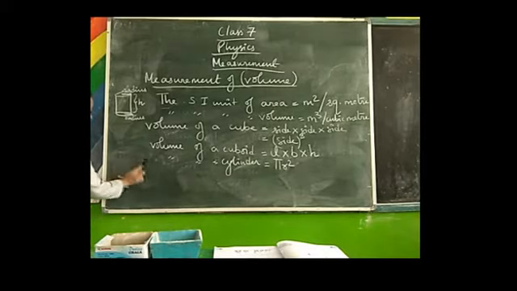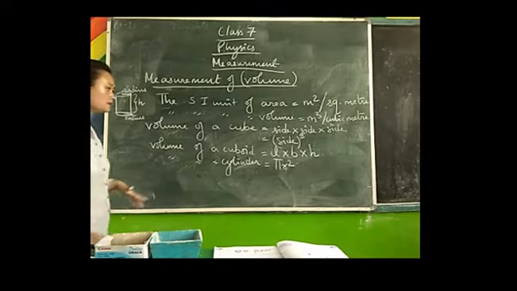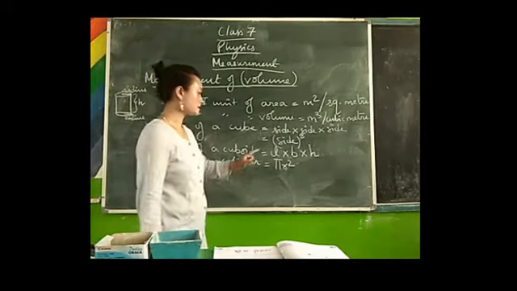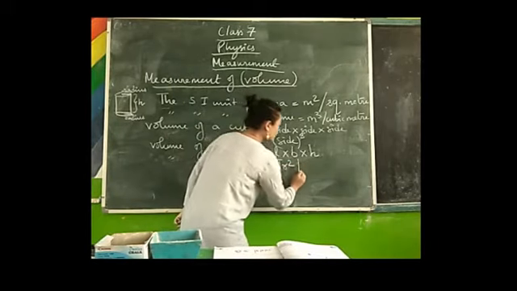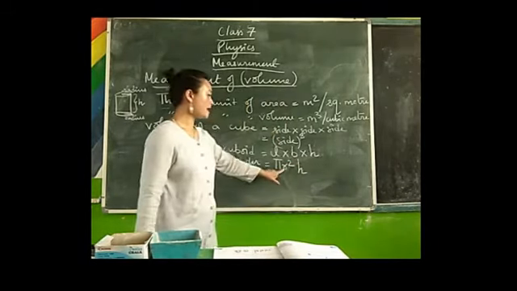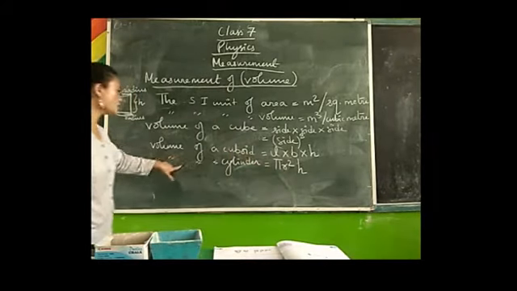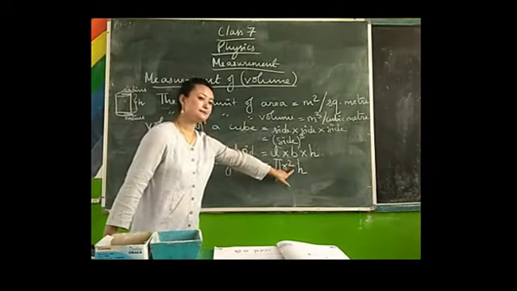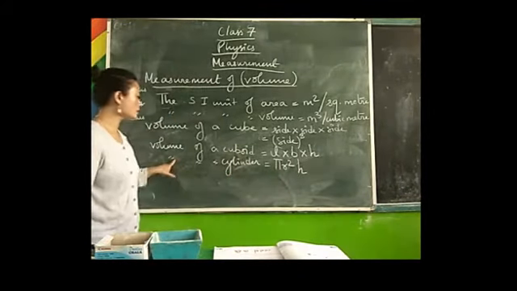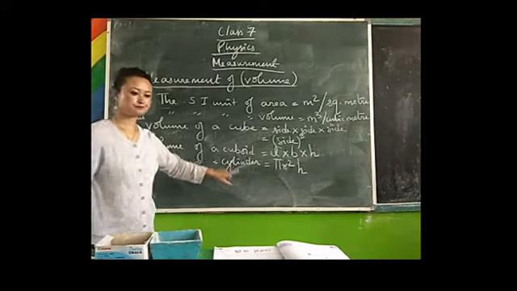And what's the formula for the area of a circle? Area of a circle is given by pi r square, multiplied with height. So pi r square h gives you the volume of a cylinder. So area of a circle multiplied into height will give you the volume of a cylinder.